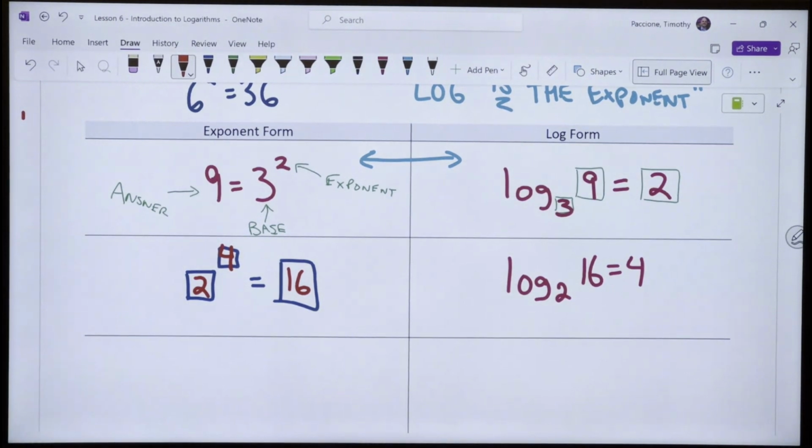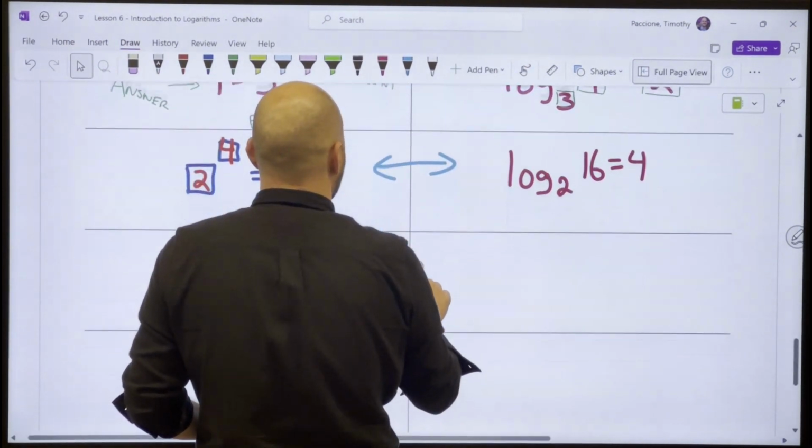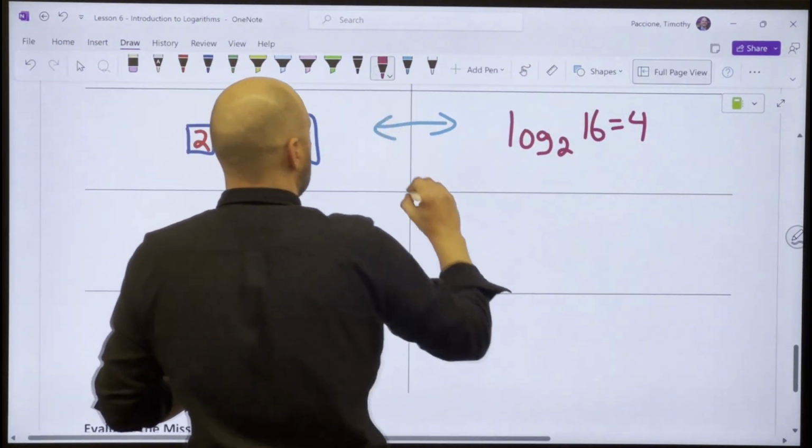Question? What's funny is that 4 to the 2 is also 16. It is a special case. Yep, that is true. Okay, so I'm going to give you 2 of them for you to do. So here we go.